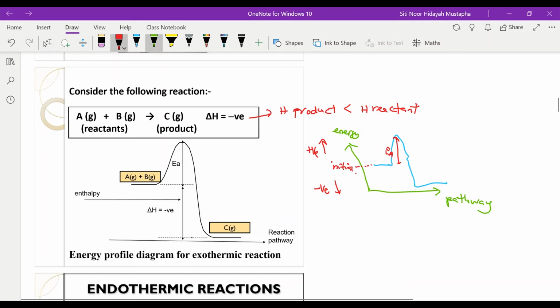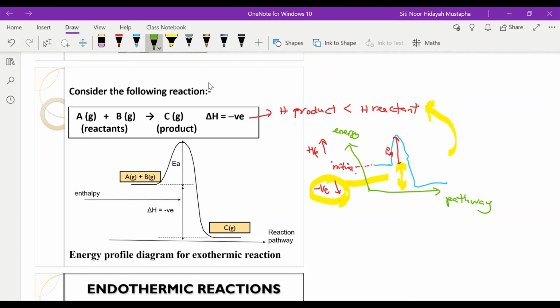So the rest over here will be your enthalpy value. In this particular example, your enthalpy value is negative. So that is why, this is your reactant, and this is your product. That is why your system has delta H of reactant higher than delta H of product. So again, it reflects this statement.